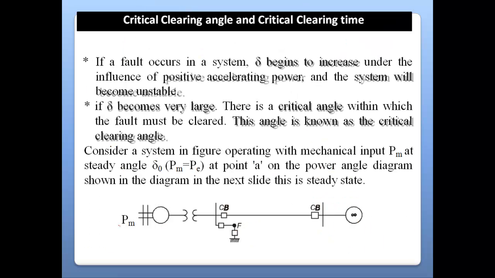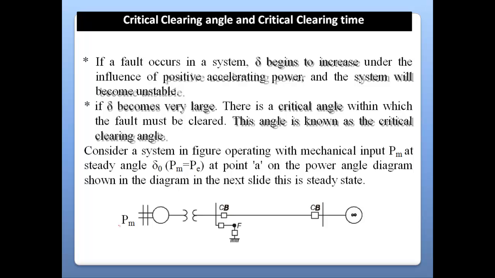Now the critical clearing angle, this is very important. What is the critical clearing angle? If a fault occurs in a system, delta increases under the influence of positive acceleration and the system becomes unstable. Similarly, if delta becomes very large, beyond 90 degrees, there is a critical angle within which the fault must be cleared. It means there must be a certain point on the graph beyond which, if we do not control it, we have to sacrifice our alternator, right? That point or that angle on the axis is known as the critical clearing angle.